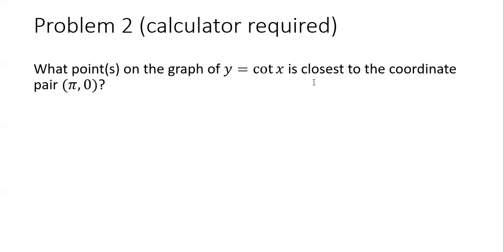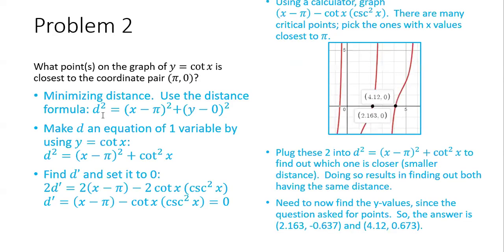Okay, we have to be thinking like that. So we need a formula for distance. We can use the distance formula, which is the Pythagorean theorem. This is what I did. D squared, distance squared, is x minus pi quantity squared plus y minus 0 quantity squared. This is the distance formula with the distance from the coordinate point pi comma 0.